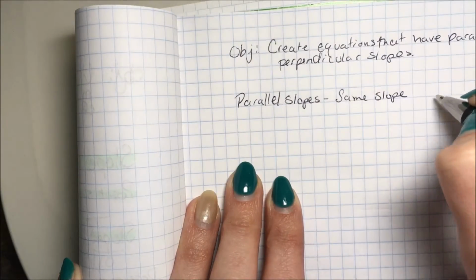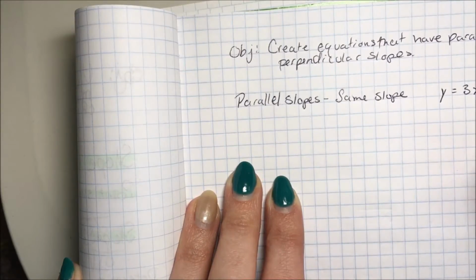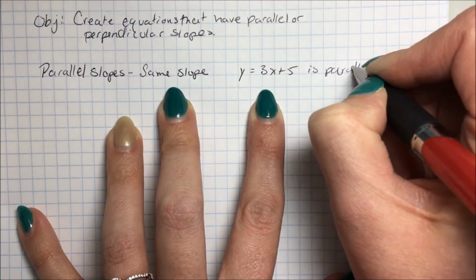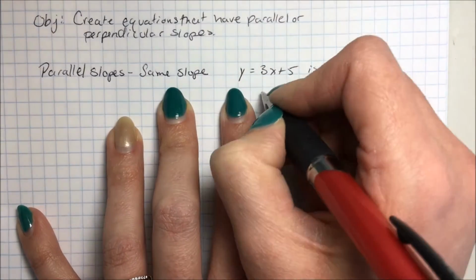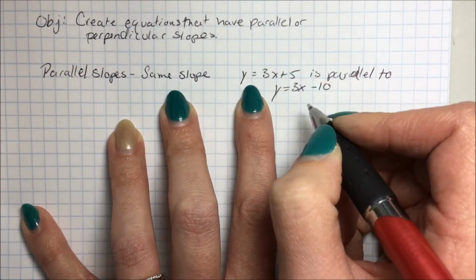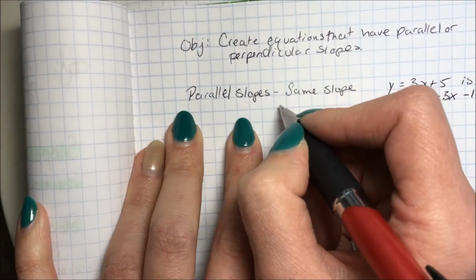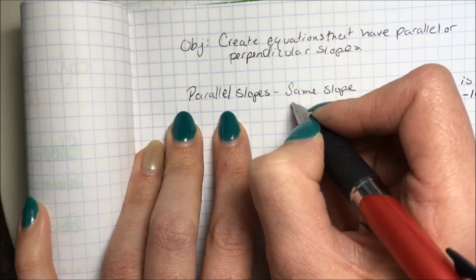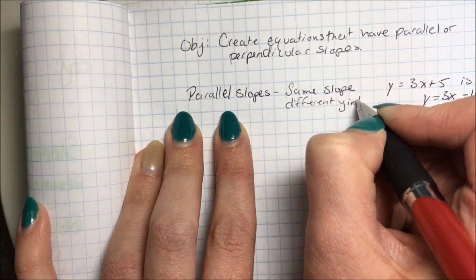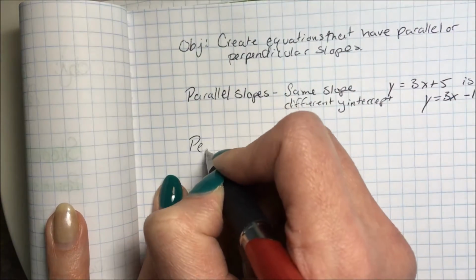Okay, so y equals 3x plus 5 is parallel to y equals 3x minus 10. They have the same slope, but different y-intercepts. So maybe we should add that on there. Parallel slope, same slope. Okay. Perpendicular slopes.